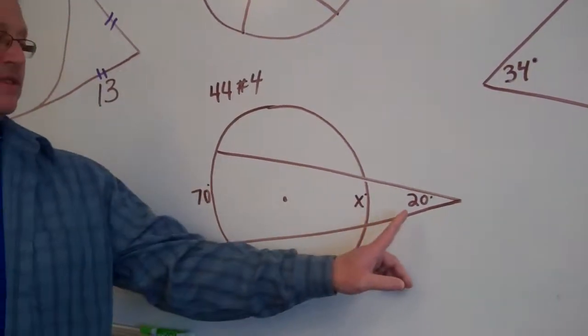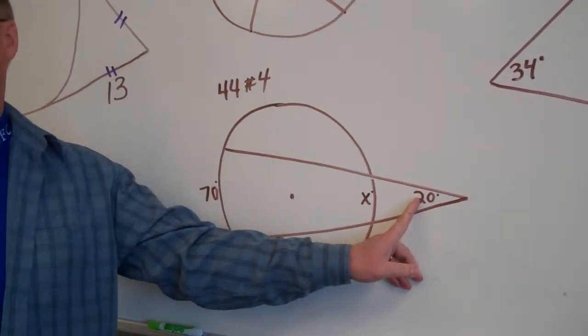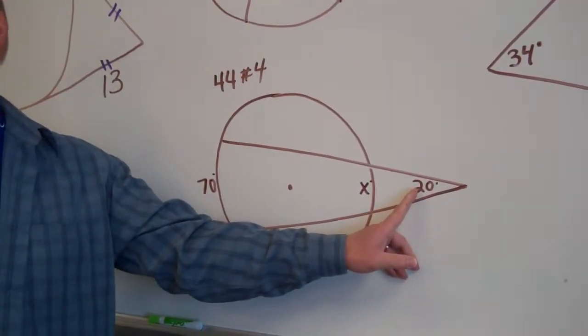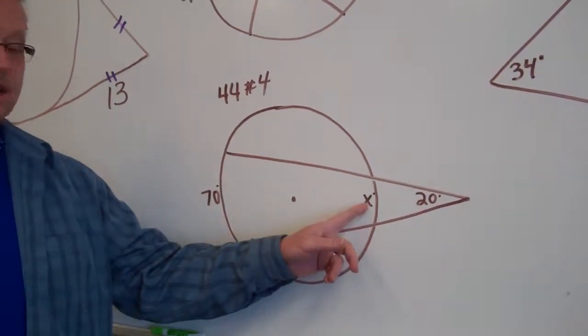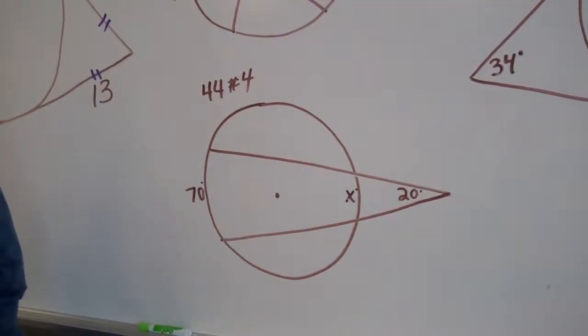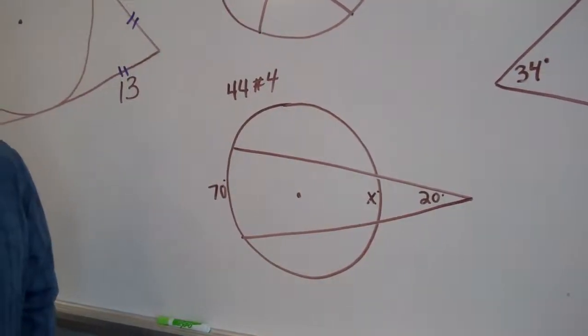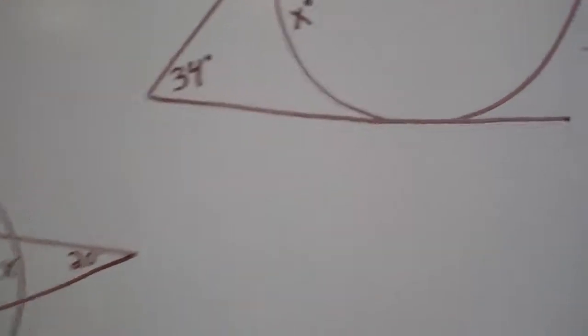Another way to look at this, 20 is half the difference. Well, that means the whole difference is 40. So the difference between 70 and this X has to be 40, so just do 70 minus 40. But he's right, it's 30. You might have to move over there for this next one.